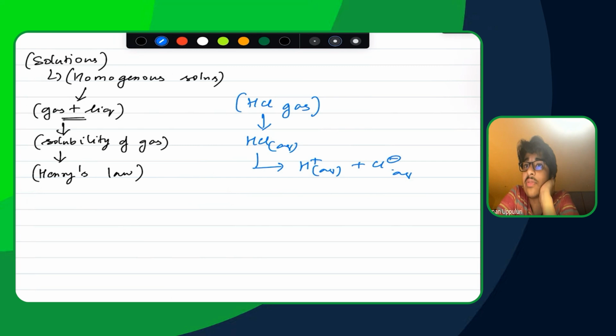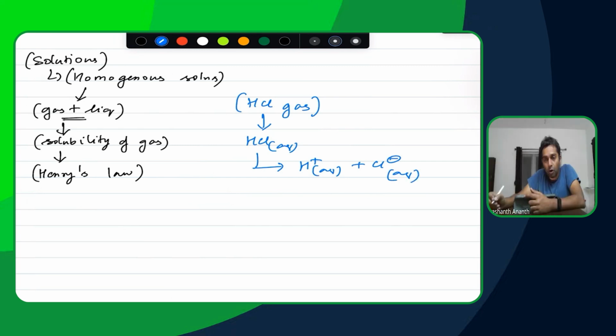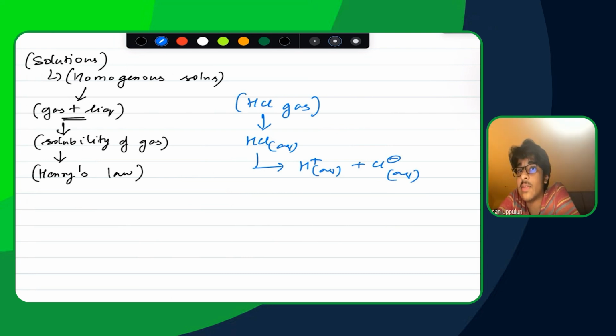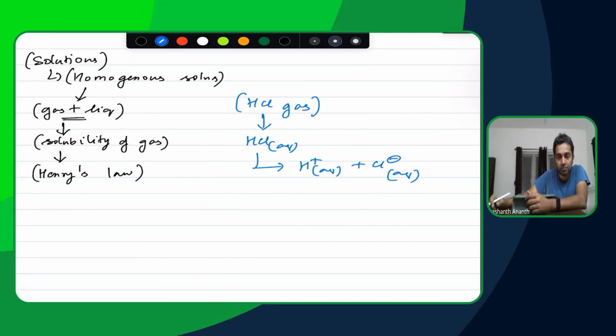Sir, what is the exact definition of homogeneous solution? Homogeneous solution, now you're going to be having only one phase being clearly seen. And it is going to be something which is also properly, fully, evenly mixed. So how is gas liquid? Yes. So gas plus liquid is only a homogeneous solution if the gas dissolves in the liquid.